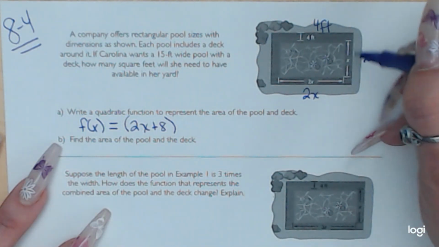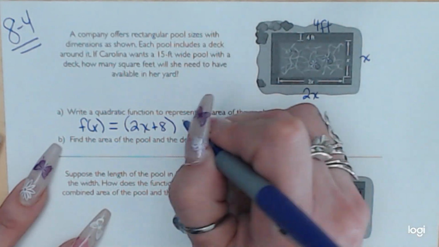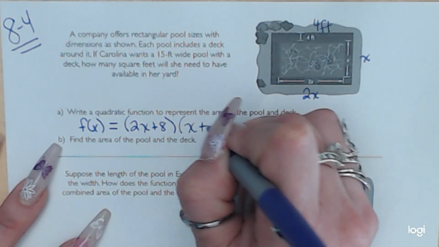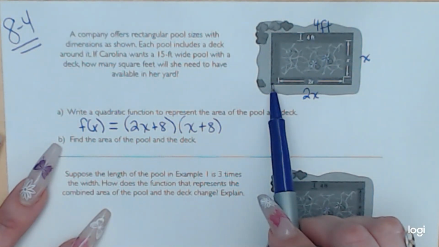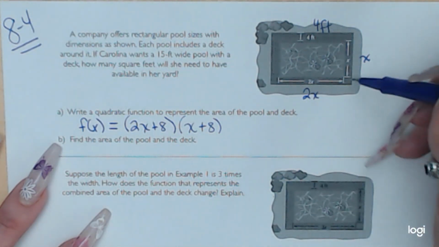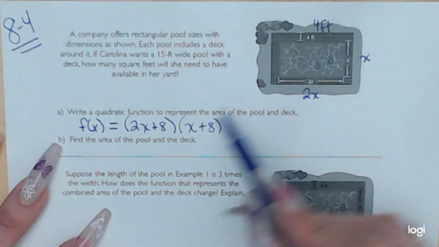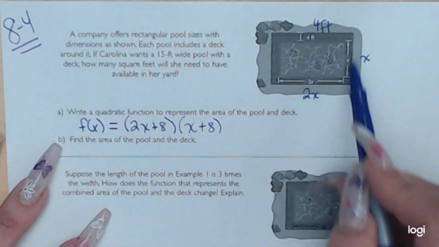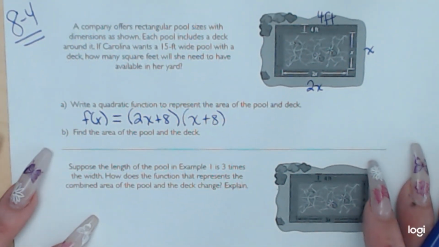The width of the pool also is not including the 4-foot decking on each side. So this one is going to be x plus 8, because this 4 feet will add 4 feet over here, 4 feet over here, and as far as the width, it's going to add 4 feet this way and 4 feet that way. This is how we would find the area of the entire space that would need to be made for this pool with the deck.